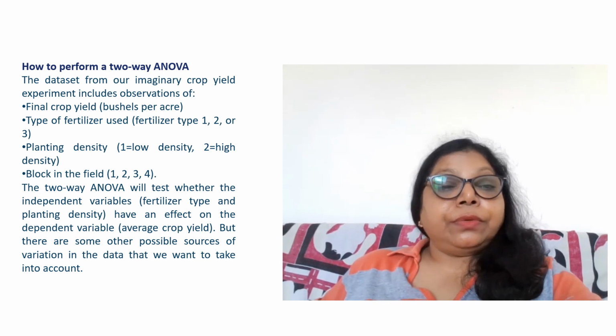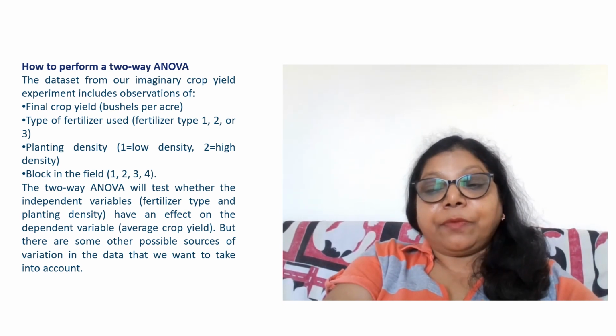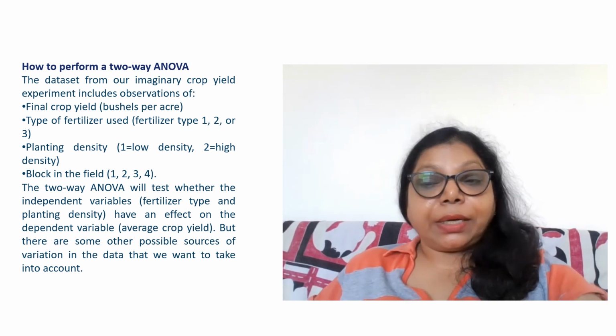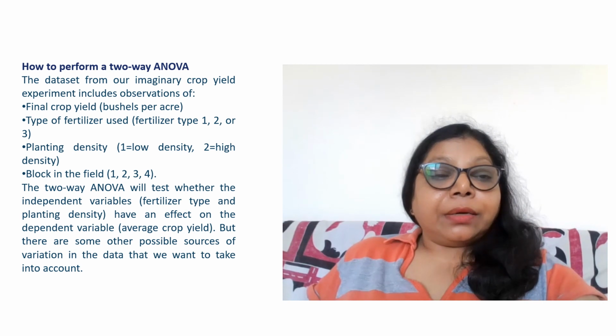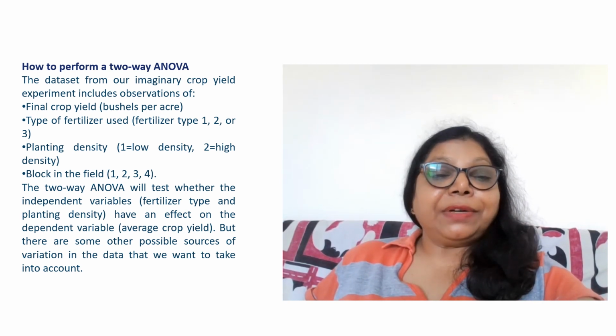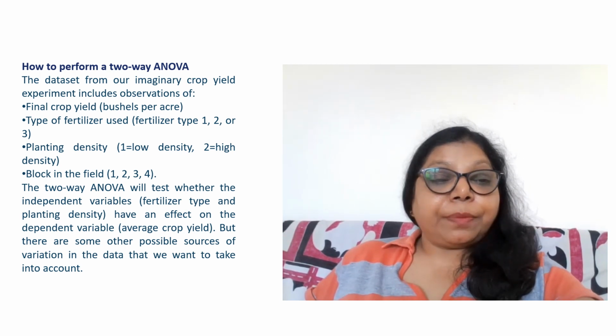So what we will do? Final crop yield we will take in bushels per acre. Type of fertilizers which we have taken is type 1, type 2, type 3 also. And planting density is like density 1 and density 2. And block in the field is 1, 2, 3, 4. So the two-way ANOVA will test whether the independent variables, that is the fertilizer type and the planting density, have an effect on the dependent variable, that is the average crop yield.